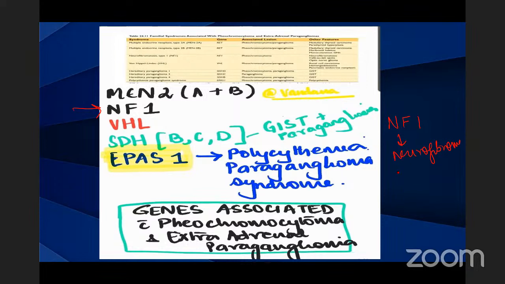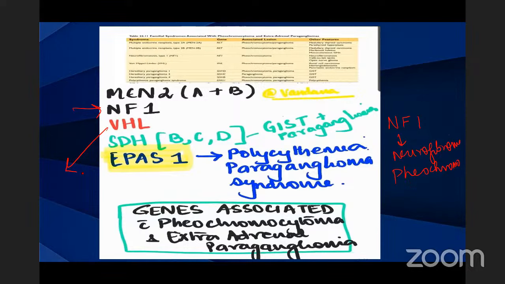Apart from that, remember NF1 can also cause pheochromocytoma. Whereas, apart from the VHL gene, remember the most common tumor associated with VHL is hemangioblastoma. So the most common tumor with VHL is something which has more vascularity. Hemangioblastoma is a cerebellar tumor.